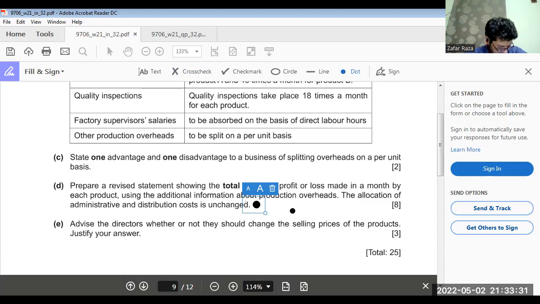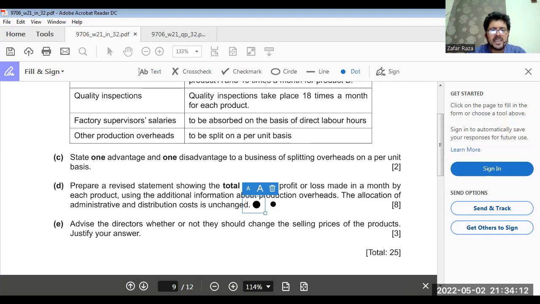C says, state one advantage and one disadvantage of splitting overhead on a per unit basis. Advantage means when you make per unit overhead, it would be easy for you to calculate your production orders and everything easily and quickly. But per unit overhead is very difficult in the early stages. Very difficult to calculate, or sometimes it might not give you a realistic picture. Okay, this is a disadvantage.